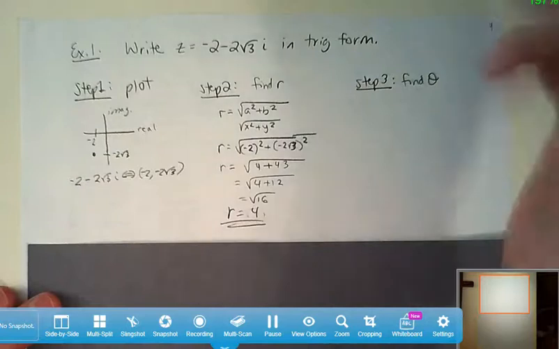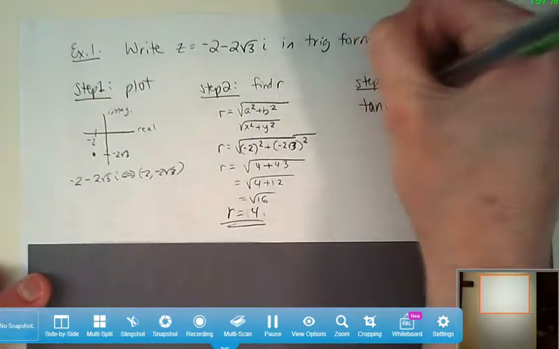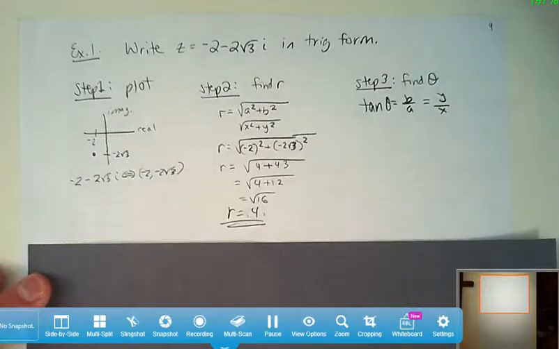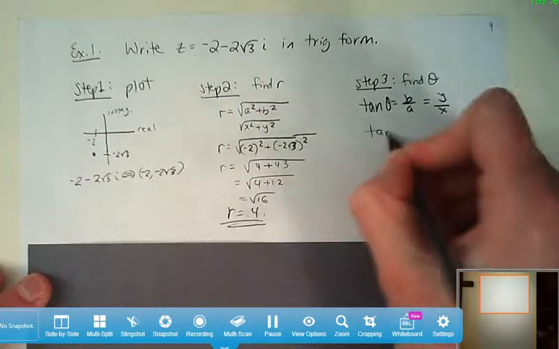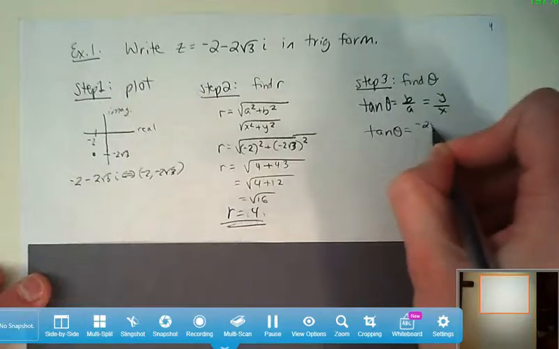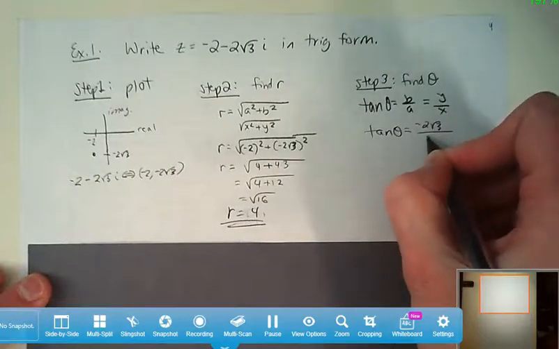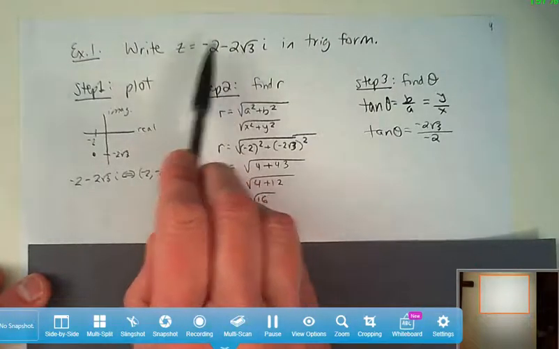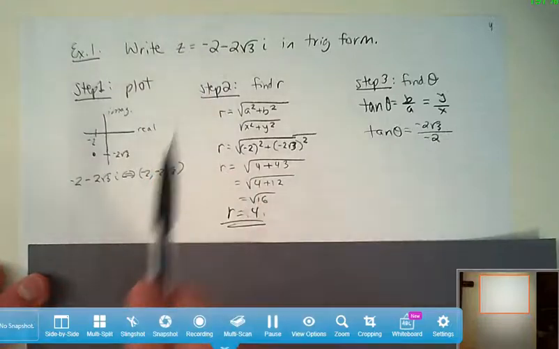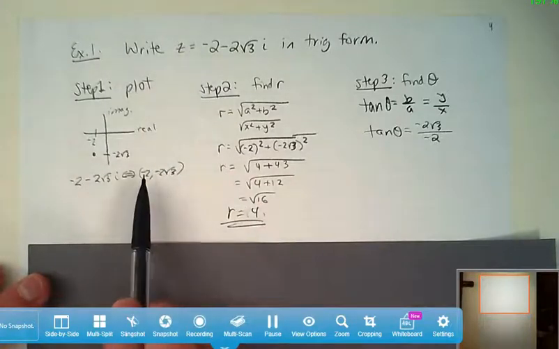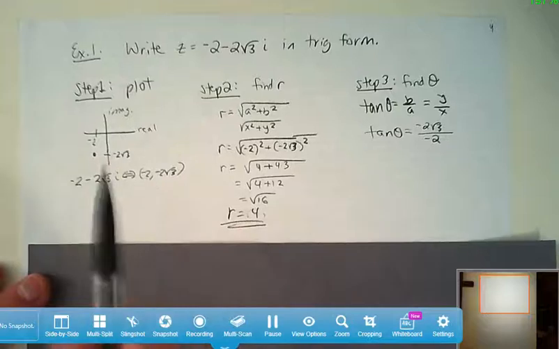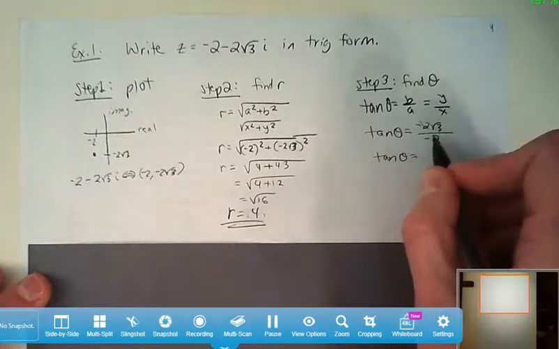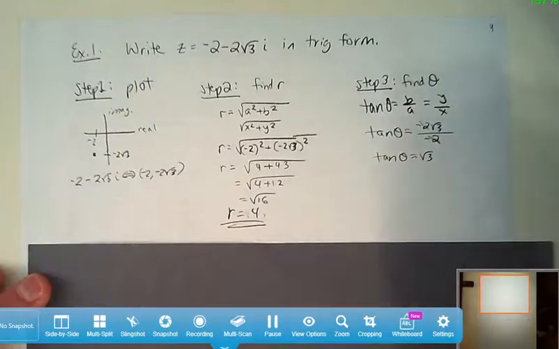Then to find theta, we're going to use tangent. Tangent is b over a, but it's still y over x. You can think of it either way you want. And if we set up tangent is b over a, b is -2 radical 3, and a is -2. That's b, that's a. If you're thinking of x's and y's, it's y over x. It's nothing new, it's just a new way to look at it. If we simplify this fraction over here, the -2's are going to reduce. We get tangent equals radical 3.